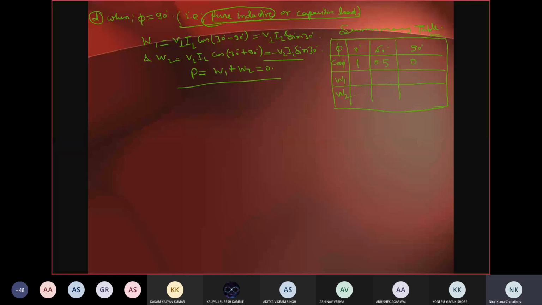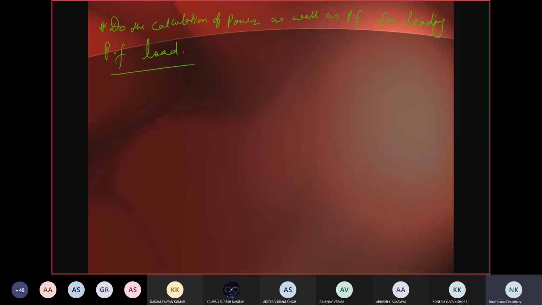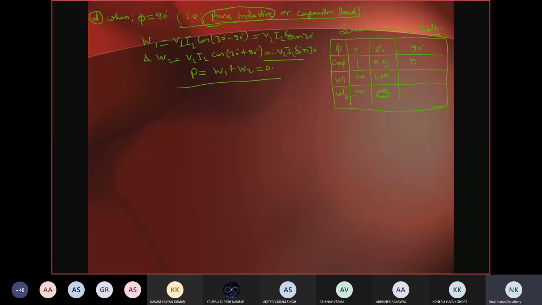So W1 will be... what were the cases? When your power factor angle was 0, then W1 and W2 were both positive and equal in magnitude, right? Positive. For 60 degree, W1 was positive and W2 was 0. In this condition, your W2 is 0, right?